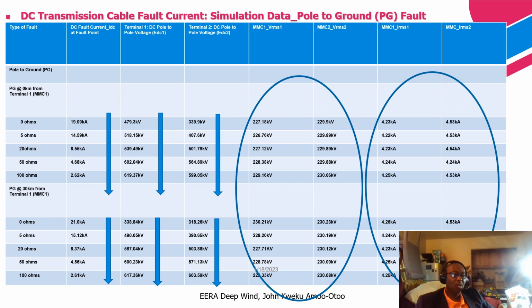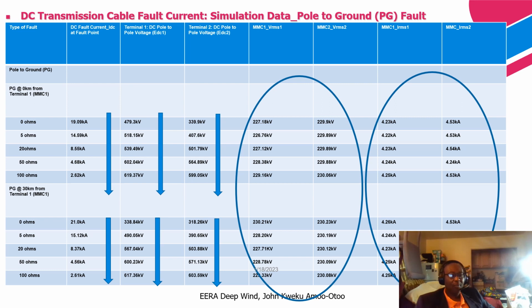So as you can see in the first column, I have a pole-to-ground fault at 0 kilometers with varying fault resistance, that is 0 ohms, 5 ohms, 20 ohms, 50 ohms, 100 ohms. And I have all the data that is required.